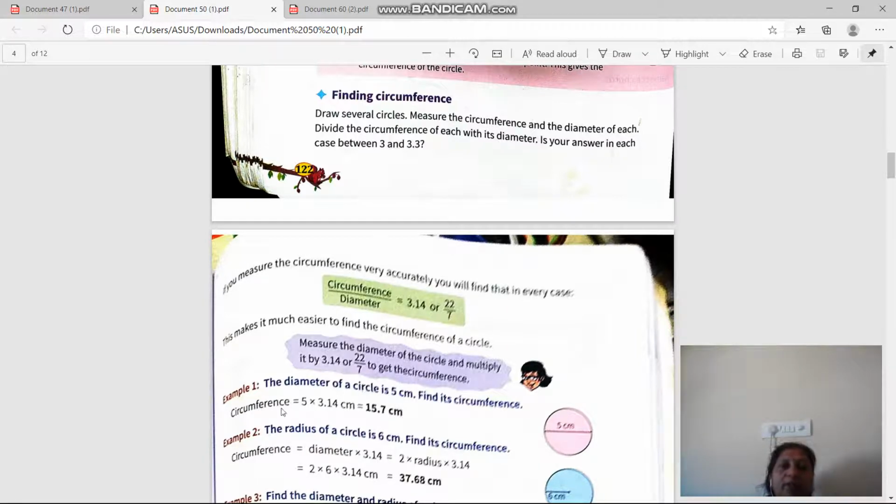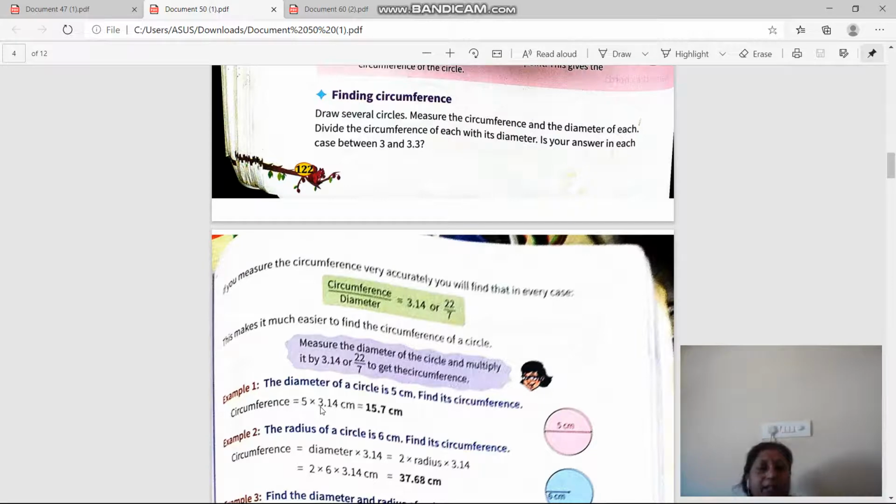Get it? So let's start to study the example in the book. The diameter of a circle is 5 centimeter. Find the circumference. Now see, if it is in the multiple of 7, then you can take 22 upon 7. And if it is in 5 or in 10 multiple, then you can take 3.14. It's your choice, you can take 3.14 or 22 upon 7.